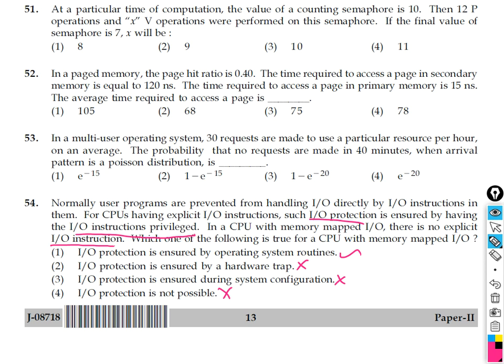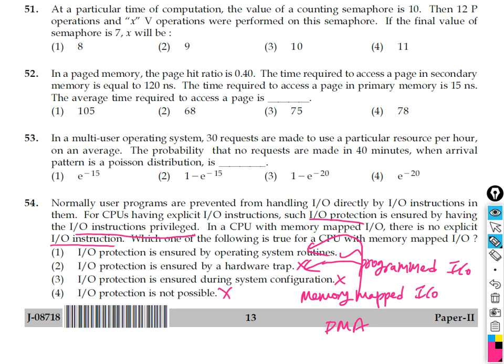Basically, there are three categories of IO operations: programmed IO, memory mapped IO, and DMA. In case of programmed IO, IO protection is ensured by hardware trap. In case of memory mapped IO, IO protection is ensured by operating system routines. In case of DMA, there will be a separate IO processor which is going to provide the IO protection also. So the answer here is IO protection is ensured by operating system routines.